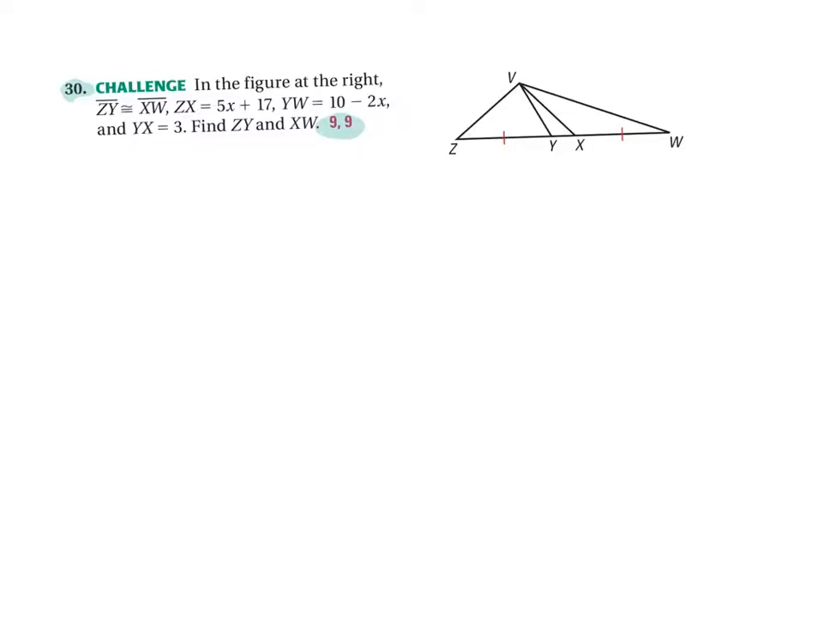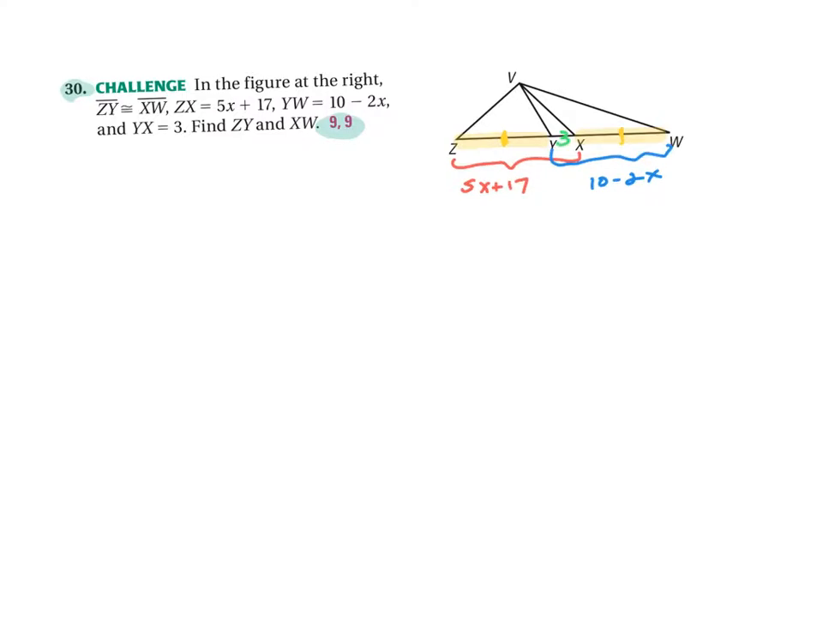Okay, so 30 said in the figure at the right, ZY, which is this one here, is congruent to XW. So those were marked as congruent here and here. Okay, then it said ZX, which is from here to here, is 5x plus 17. And YW is 10 minus 2x. And YX is 3.